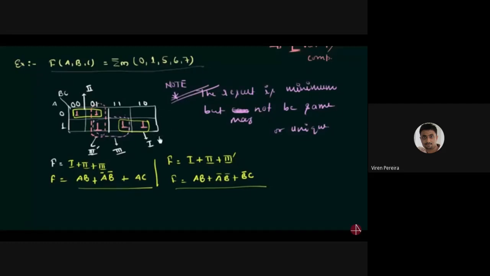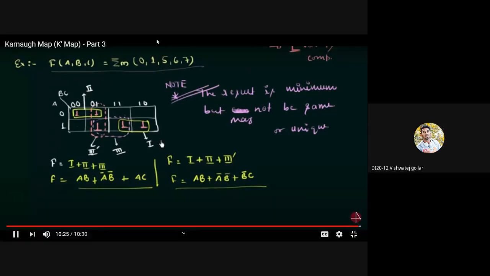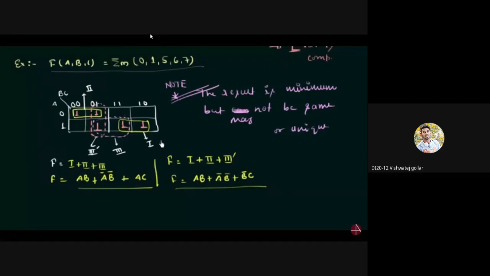So these were the few special cases in your K map that you should keep in mind while solving questions. Now in the next lecture we will see the meaning of implicants, prime implicants and essential prime implicants, and how to find them from a K map. So see you in the next presentation.